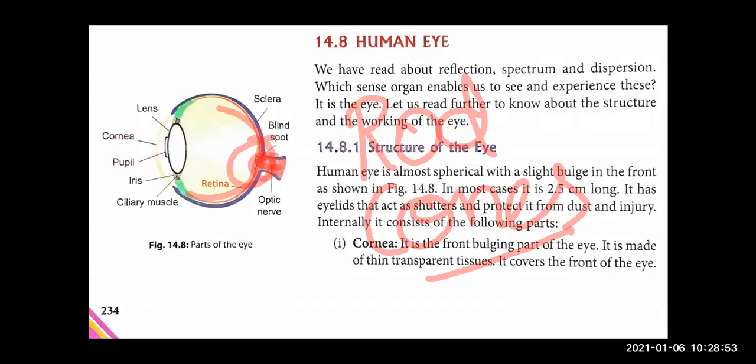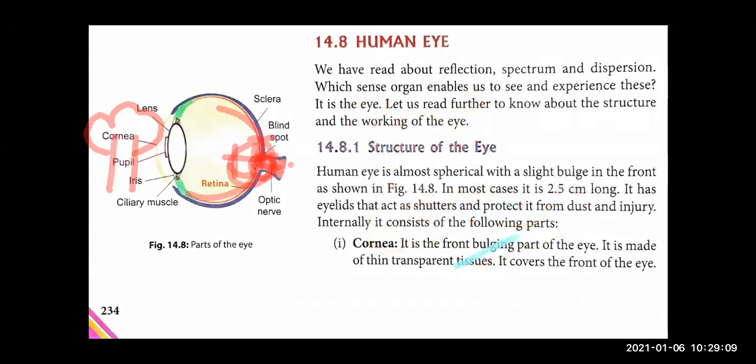So children, suppose the object is a tree, and the image of the object is formed on this blind spot, then the tree will not be visible to you. Because if the image is formed on that part, but that part does not have any rod cells or cone cells, you will not be able to see that object, and that is your blind spot. Okay, so children, these are the parts of the human eye. So this was about the structure of the eye.